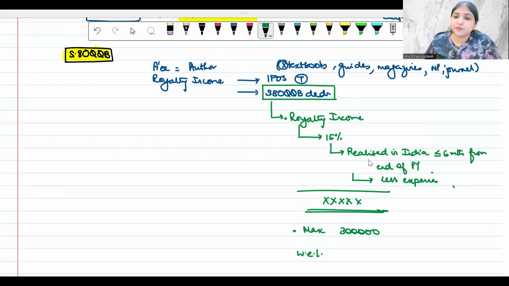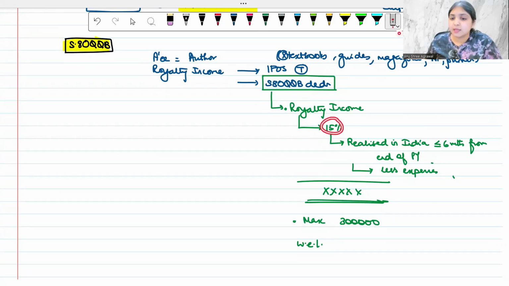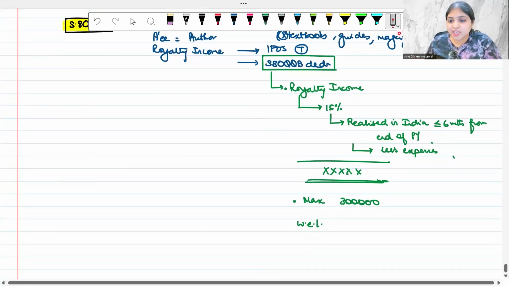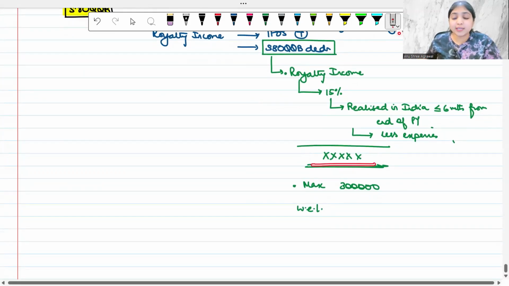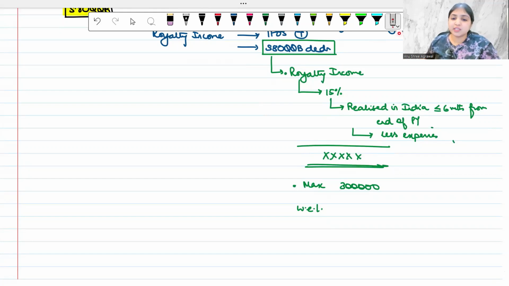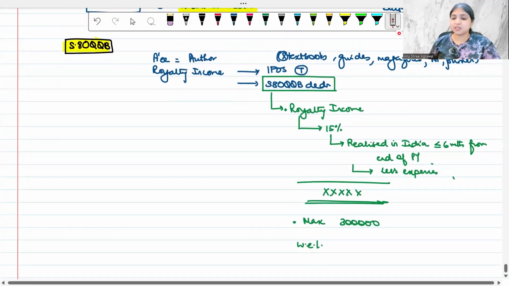Okay, guys. So first of all, we'll have to restrict it to 15%. Then we'll see out of this 15%, how much has been realized in India within 6 months from the end of the previous year. Then to earn this royalty income, in case we have incurred any expenses, we'll subtract those expenses also. We'll find the net royalty income. This net royalty income will be compared with the maximum limit of 3 lakh rupees, and whichever is lower, that is what we will allow as a deduction under section 80QQB. Simple section.